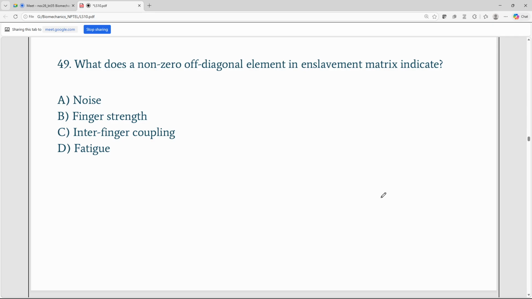Next question. What does a non-zero off-diagonal element in an enslavement matrix indicate? Options are option A, noise. Option B, finger strength. Option C, interfinger coupling. Option D, fatigue.